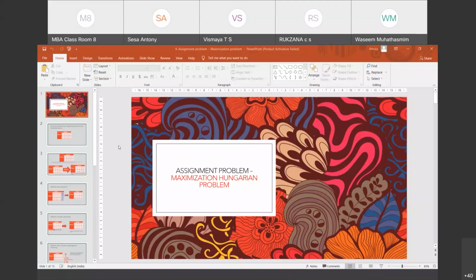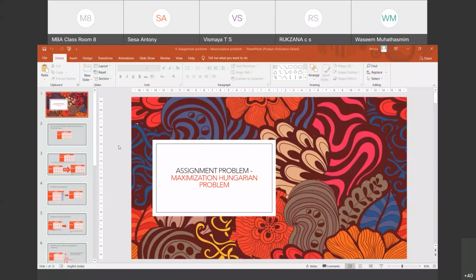We took the biggest value in that matrix and we subtracted all the other values in the cells from that biggest value. So you will get the corresponding matrix, which will be the minimization matrix. Hope you remember that. For the exam, you had that question, no? Today we'll be seeing the assignment problem, the maximization problem, which is solved by the Hungarian method. We'll see it further.